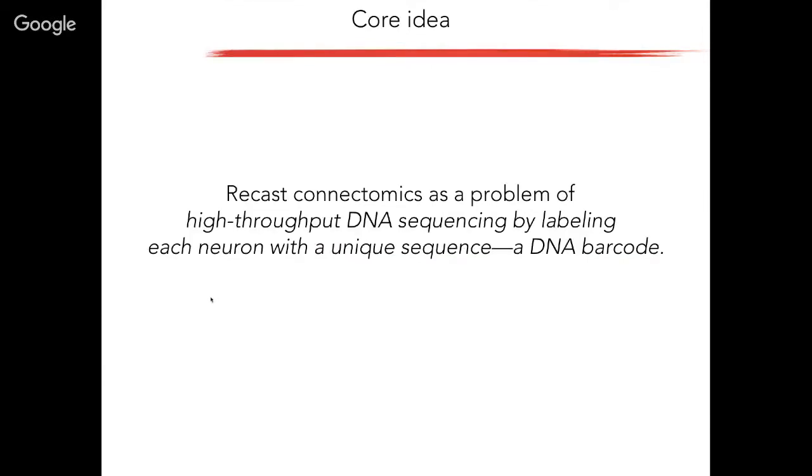Our core idea is to recast connectomics as a problem of high-throughput DNA sequencing by labeling each neuron with a unique sequence, a DNA barcode. The idea is that this way we don't have to trace neurons, merely read the identity of a neuron at its soma and at any place we wish to look, and we don't need to look at all the intervening sections. That greatly simplifies the problem, and it allows us to exploit the tremendous improvements in DNA sequencing technology and more generally molecular biology.